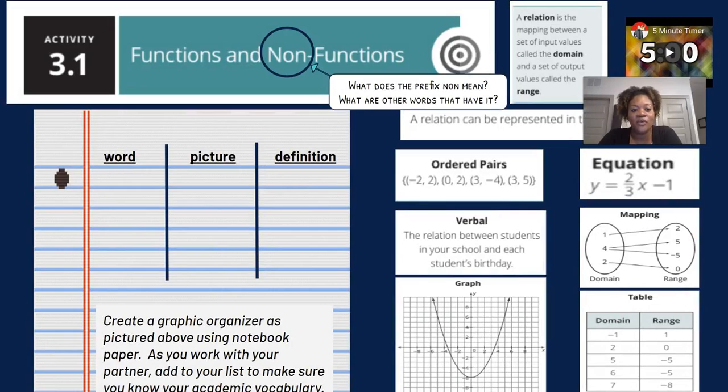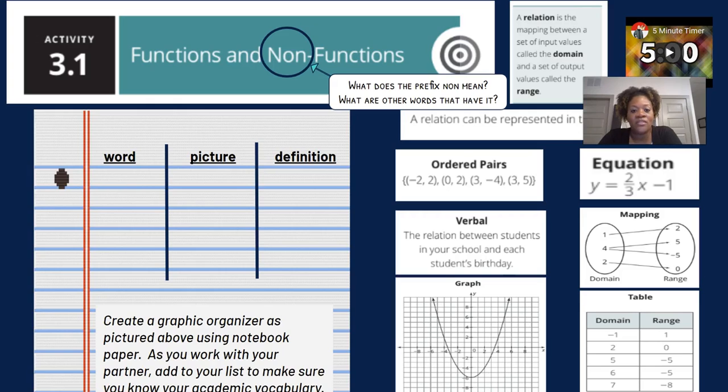We'll start with activity 3.1, functions and non-functions. I want you guys to think about what the prefix "non" means. What are some other words that have that prefix? What do they mean? You may discuss that with your partner once you start working.